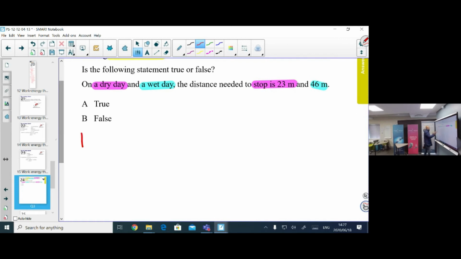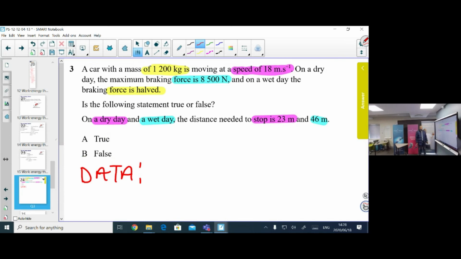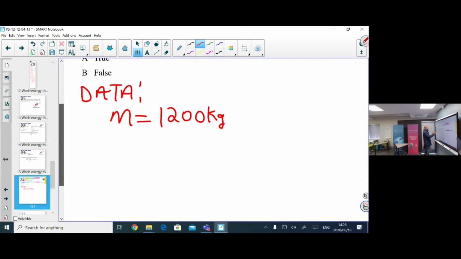I told you to say you have to write data. That is the given information. What do we have? A car with a mass of 1,200 kilograms. That is the mass of the car, m equals 1,200 kilograms. And what else?